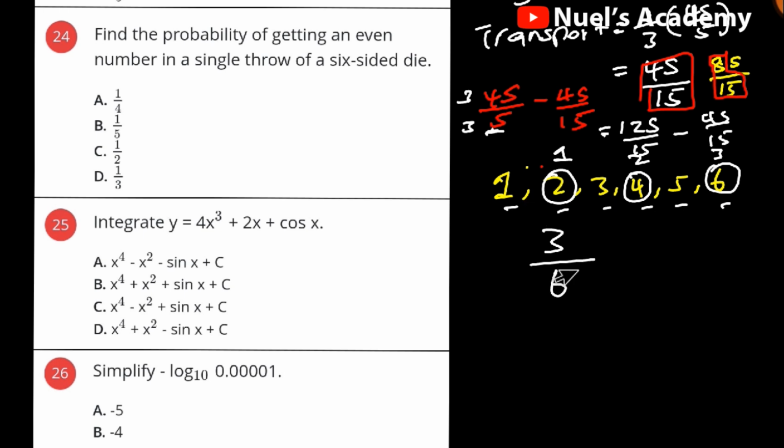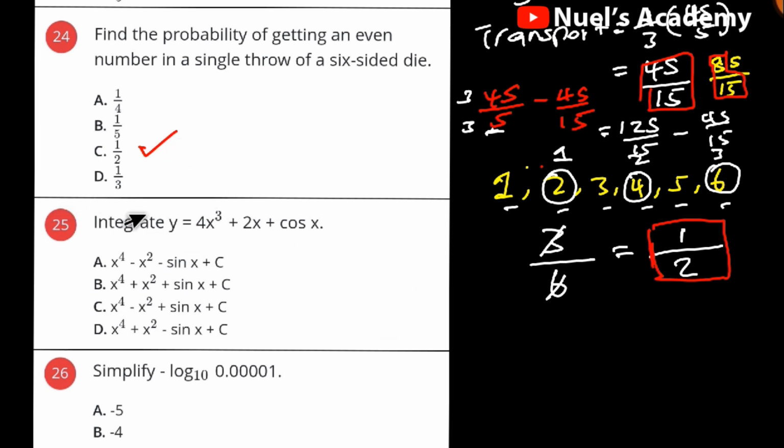So 3 over 6. 3 divided by 3 is 1, and 6 divided by 3 is 2. So 1 over 2 is the correct answer to this question. From these options, we have option C as the correct answer.